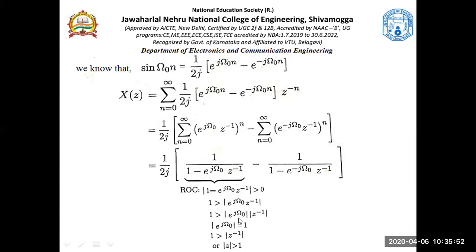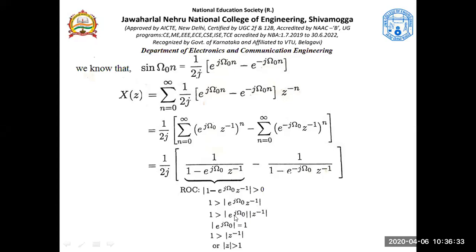How can we express this e power j omega naught in terms of the sinusoids? It is cos omega naught plus j sin omega naught. What is the magnitude of cos omega naught plus j sin omega naught? It is the square root of cos square omega naught plus sin square omega naught. We know that cos square theta plus sin square theta is 1, and the square root of 1 would always be 1. So because of that, the magnitude of this complex exponential is 1.